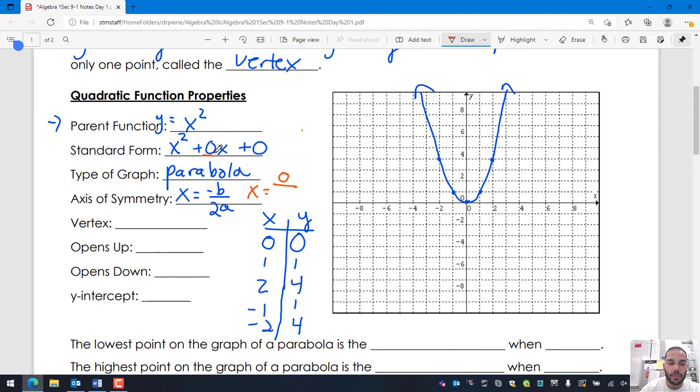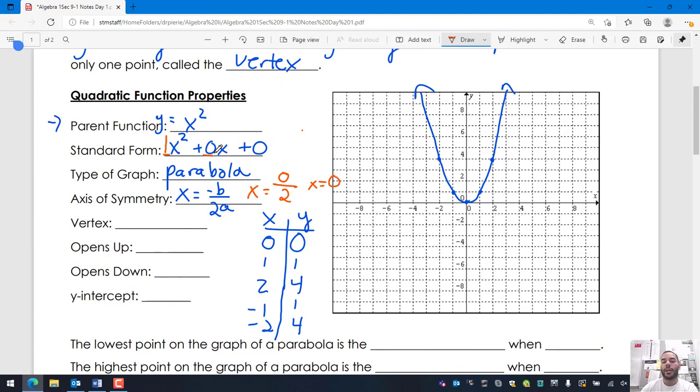And my denominator is going to be equal to 2 times a. Well, a is the number in front of my x squared term. That's not a 0. Remember, that is a 1. So 2 times 1 is equal to 2. So my axis of symmetry is x equal to 0 over 2. And if I simplify that, it's just x is equal to 0.